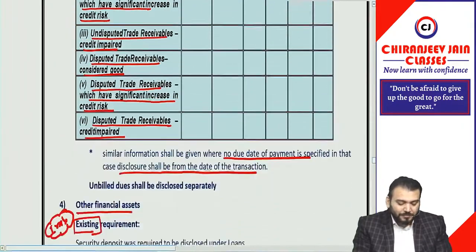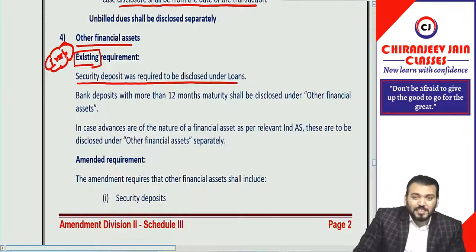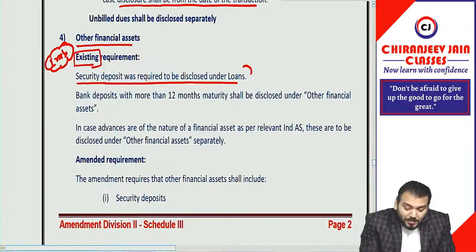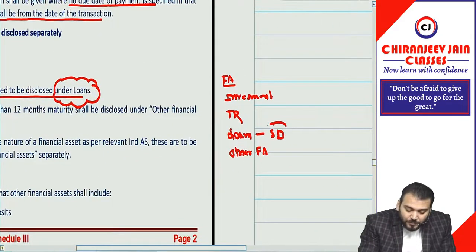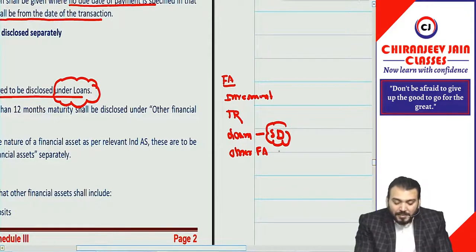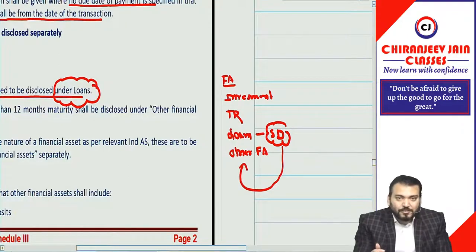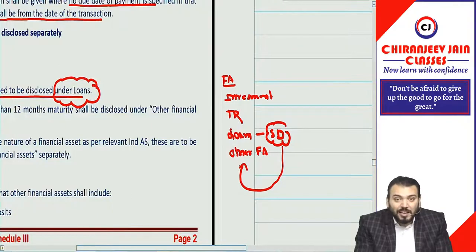Yes, sir. Then coming to point number 4, just try to understand what they want to say. As per the previous requirement, the security deposit was required to be disclosed under loan. Meaning we used to disclose security deposit under loan. But now, as per the amendment, this security deposit will be shown under other financial asset. Why? Because a security deposit is actually not a loan. So there was some doubt in the industry about why deposits are shown in loan. So one amendment has come. Now security deposit will be shown under other financial asset.